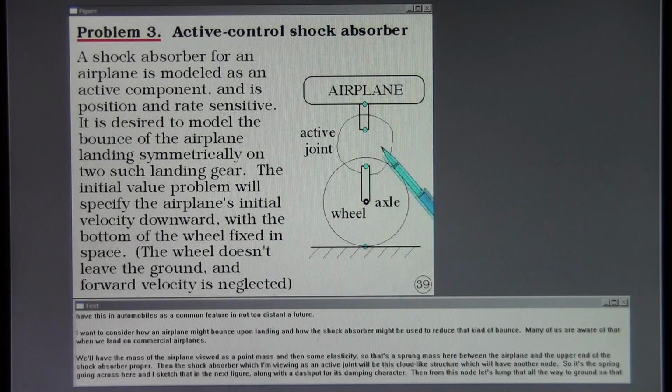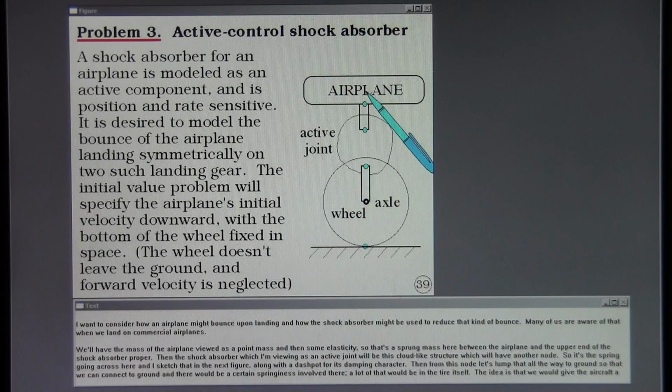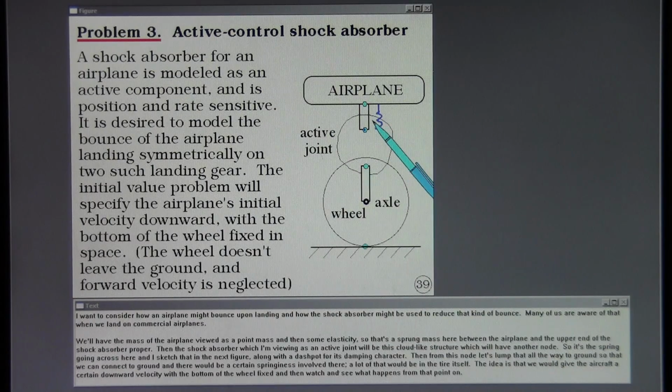Many of us are aware of that when we land on commercial airplanes. We'll have the mass of the airplane viewed as a point mass, and then some elasticity, so that's a sprung mass here between the airplane and the upper end of the shock absorber proper. Then the shock absorber, which I'm viewing as an active joint, will be this cloud-like structure, which will have another node. So it's the spring going across here, and I sketch that in the next figure along with a dashpot for its damping character.